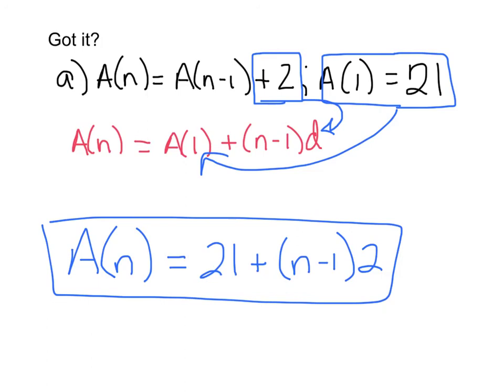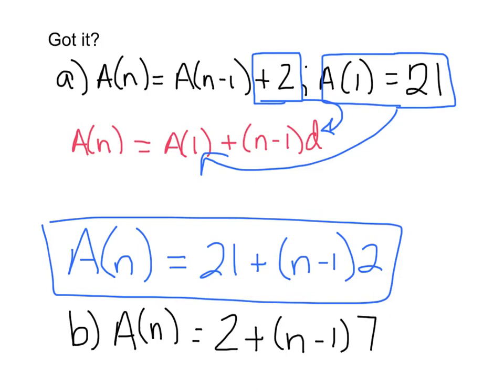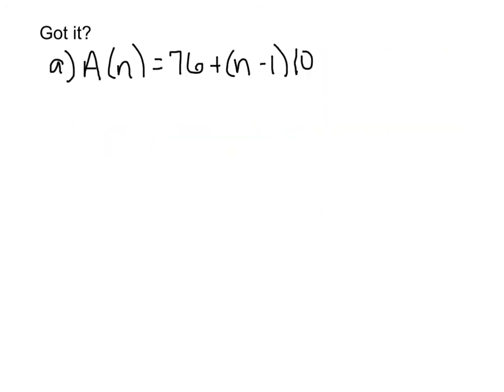So I want you to try letter B on your own. And letter B would give you this. A of n equals 2 plus, in parentheses, n minus 1 times 7.